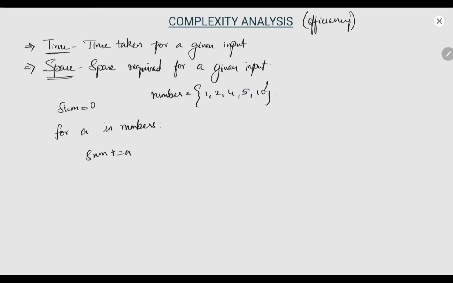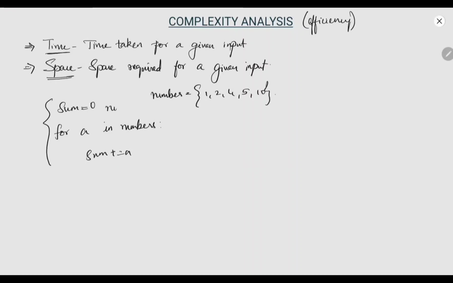Similarly, if you run this in your machine, the time taken might vary depending on various factors like the CPU or the processing capacity. So it is not a standard mechanism to represent the time by using either seconds or microseconds. Instead, we need a better way to represent the time taken to execute this particular piece of algorithm. And similarly, for space complexity, right now this algorithm doesn't take any extra space while executing.